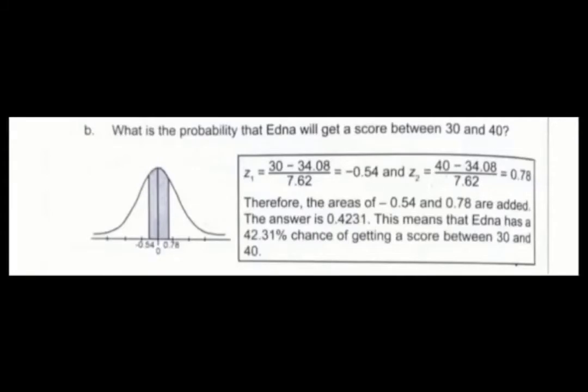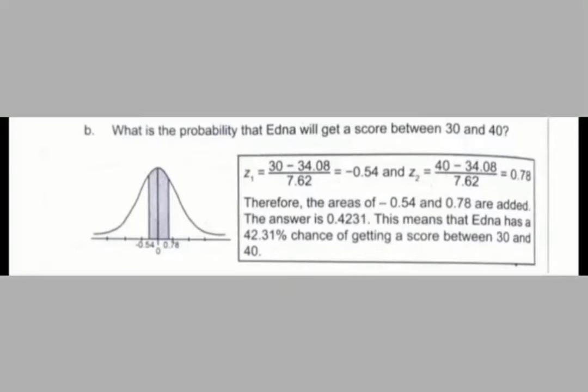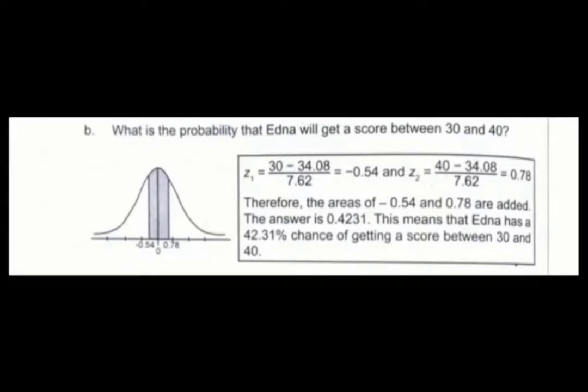So, dito tayo sa problem B ni Edna. What is the probability that Edna will get a score between 30 and 40, sorry, 30 and 40? May chance ba daw makakuha si Edna ng 30 and 40 score sa kanilang final exam? So, punta na tayo sa ating Z-score para malalaman natin kung makakuha nga ba si Edna ng 30 and 40.